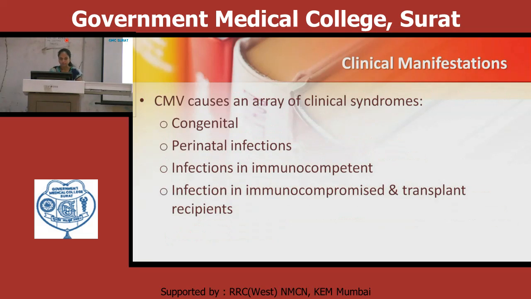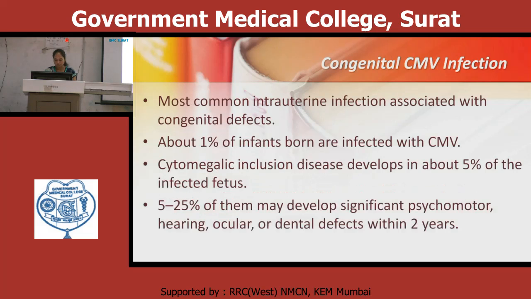Clinical manifestations are congenital and perinatal infection, infection in immunocompetent individuals, and infection in immunocompromised and transplant recipients. Congenital CMV infection is the most common intrauterine infection associated with congenital defects. About 1% of infants born are infected with CMV. Inclusion disease develops in about 5% of infected fetuses. 5 to 25% of them may develop significant psychomotor, hearing, ocular or dental defects within 2 years.